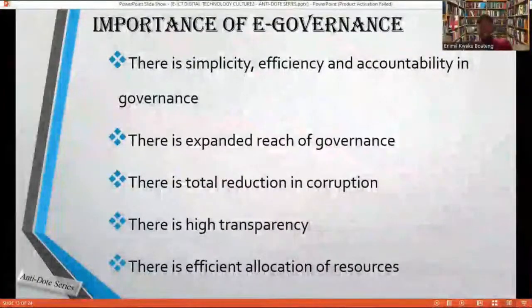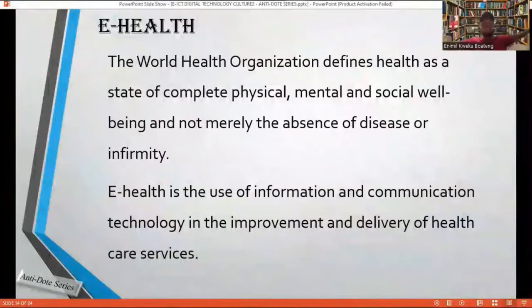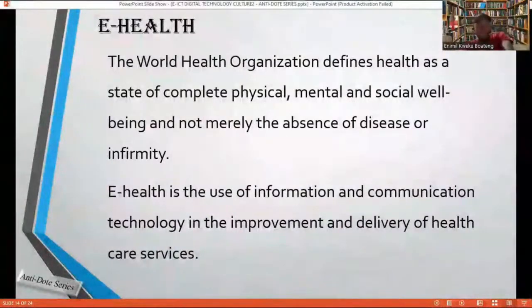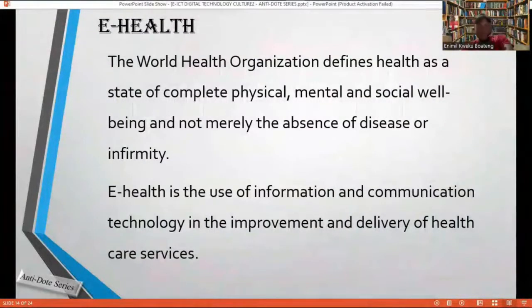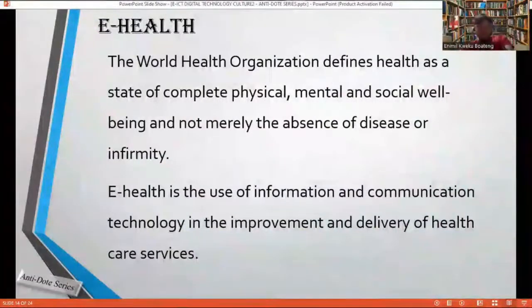Now, ICT and e-health. The World Health Organization defines health as a state of complete physical, mental, and social well-being, and not merely the absence of disease or infirmity. E-health is the use of information and communication technology in the improvement and delivery of healthcare services. I think this is straightforward, so let's just move into the importance.